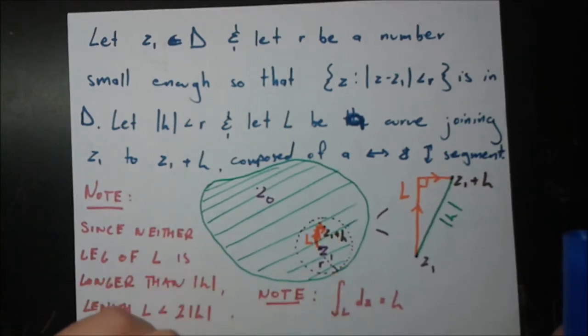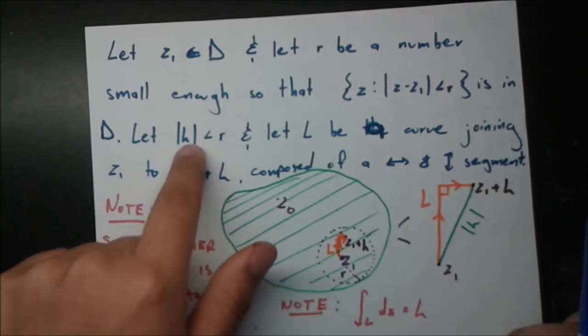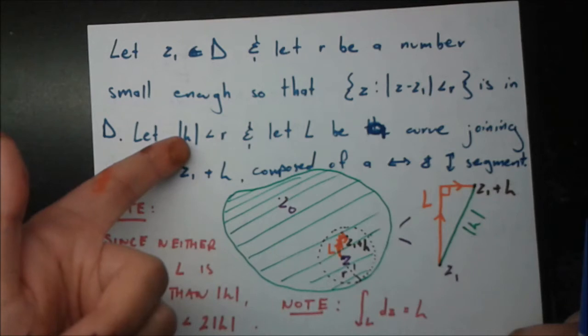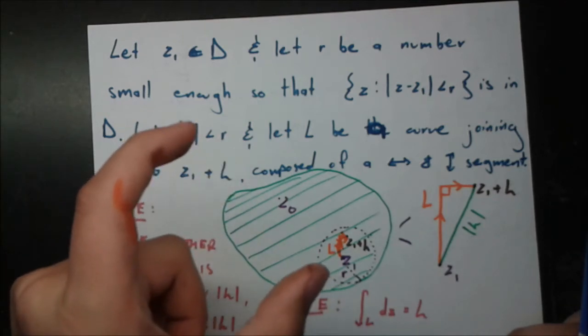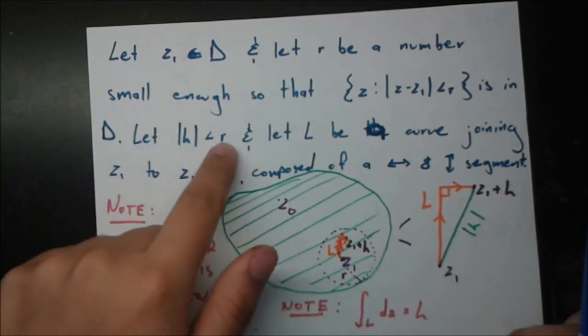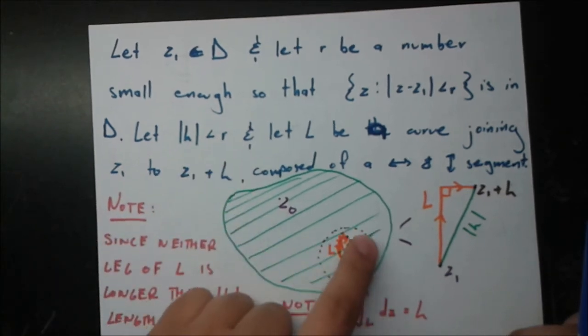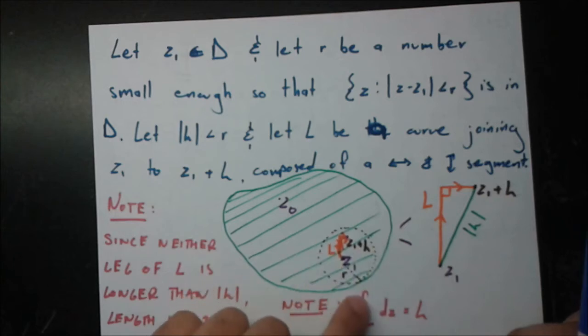And why does it lie inside this purple disk? Well, that's because the modulus of h is less than R, which is another way of saying if you take the distance of h, how long h is as a complex number, it's going to be less than R. So if you add that h to z1, it's not going to exceed the boundary of this disk, because the boundary of that disk is radius R.